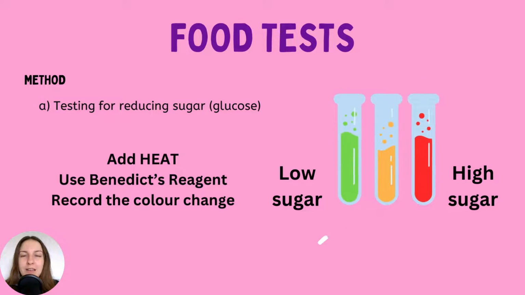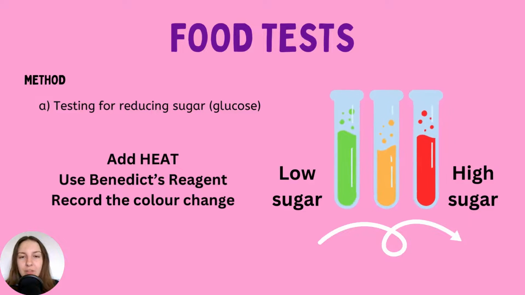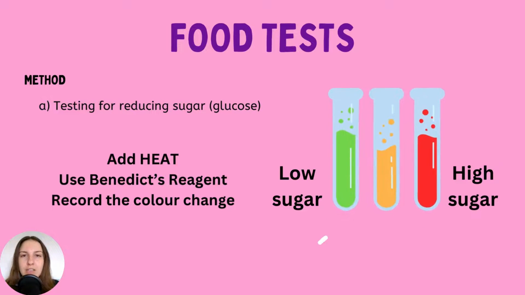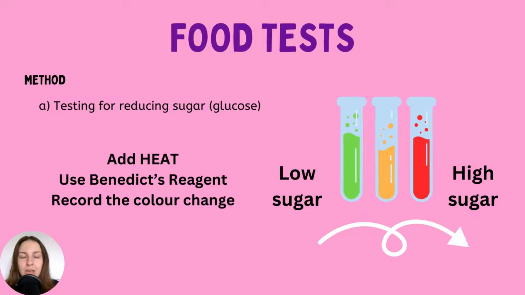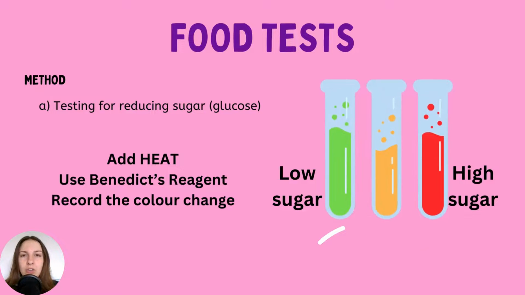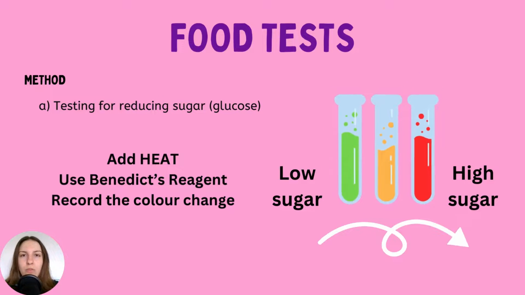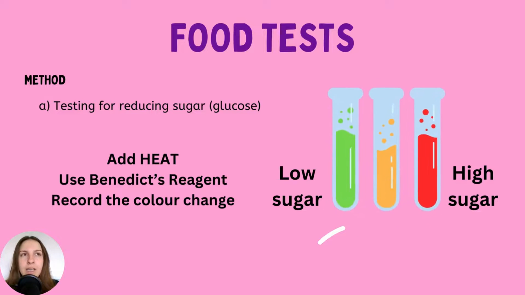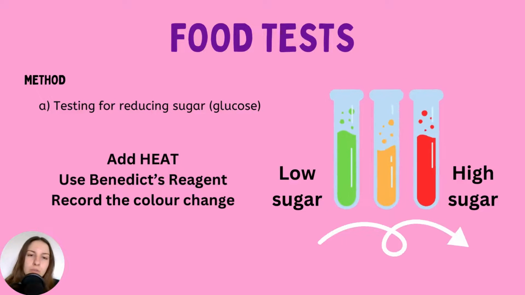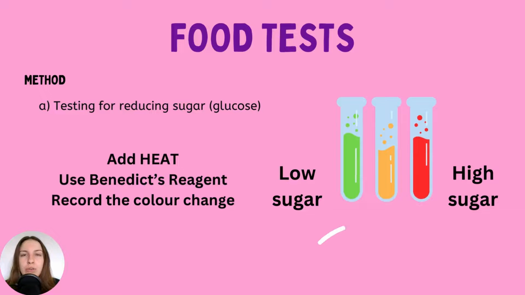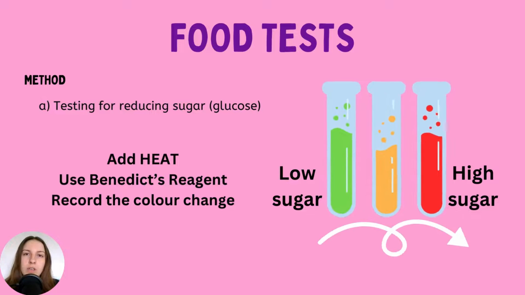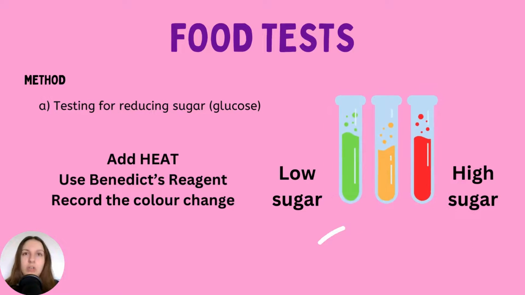So hopefully that helps you. Something to mention, the color of Benedict's reagent is a very bright blue. I would say to not worry about the color it was before. So if they ask you what the color change is, you want to say it's gone from blue to green, right? Or you could just say a positive result is a green color.